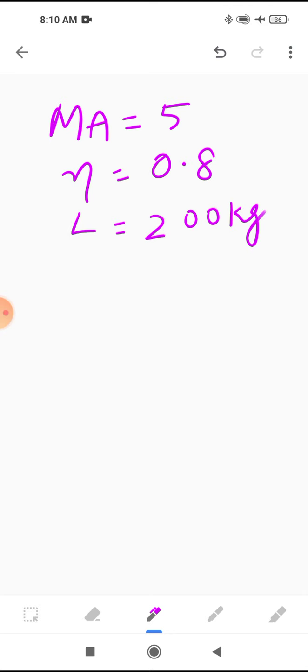Now take page number 55. Solve these numericals. First one. The mechanical advantage of a machine is 5. That means MA is equal to 5. And its efficiency is 80%. 80% means in decimal form 0.8. It is used to lift a load of 200 kg force to a height of 20 meter. That means displacement of load is 20 meter. Calculate the effort.